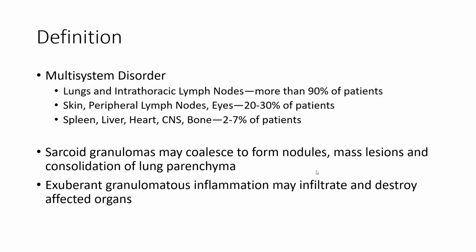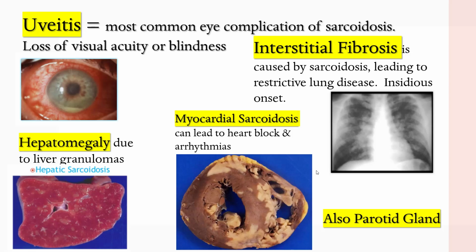We talked about how this is a multi-system disease. The lungs, the intrathoracic lymph nodes, skin, spleen, heart, liver. A lot of places can be infiltrated by these granulomas. These can form into nodules and mass lesions, and this consolidation effect is exactly the type of thing that diffuses all of these non-stretchy granulomatous stiff tissues into the lungs, producing this restrictive lung disease.